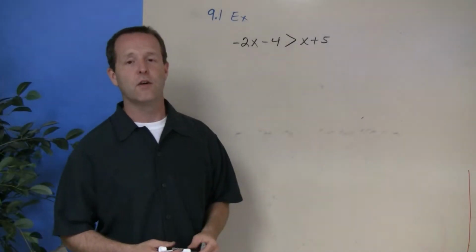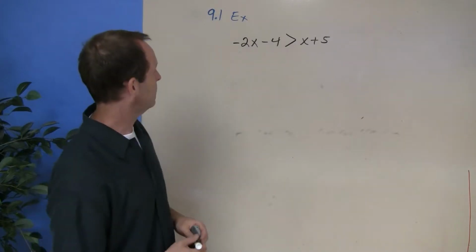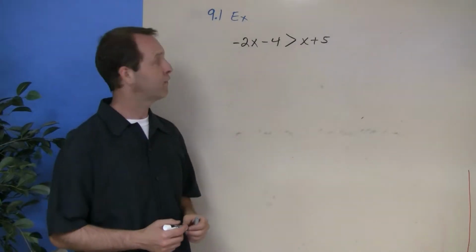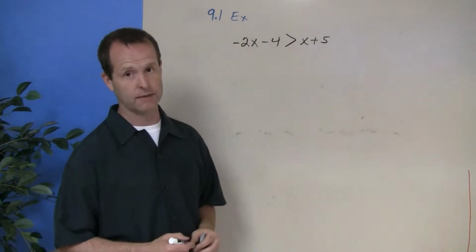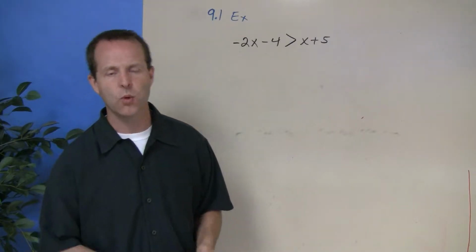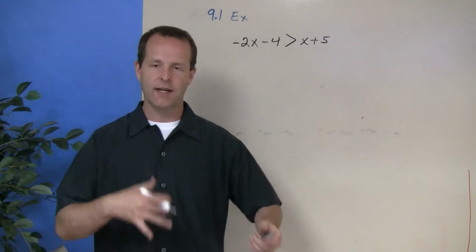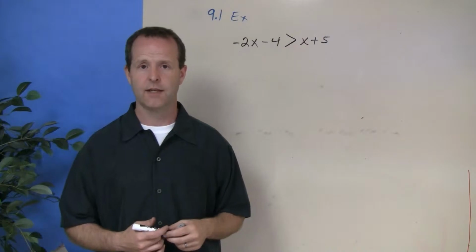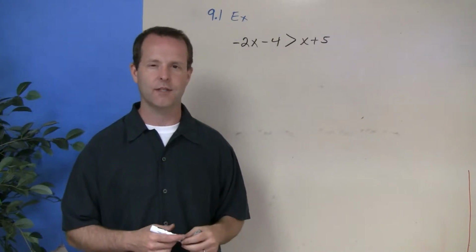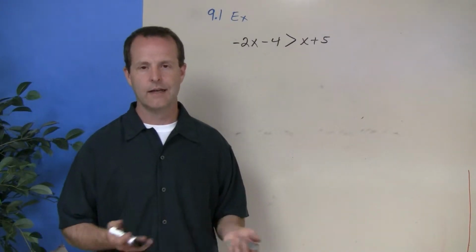Let's solve another linear inequality. Negative 2x minus 4 is greater than x plus 5. Again, our strategy is we want to get x by itself and just see how things play out. And as you can tell, there might be a couple different ways that we can do this.